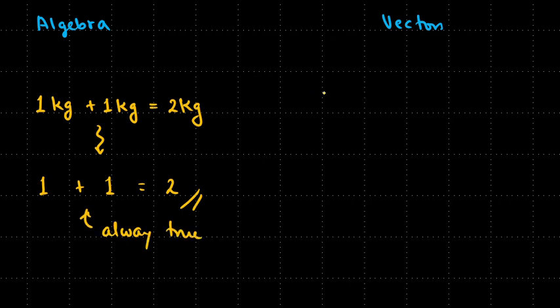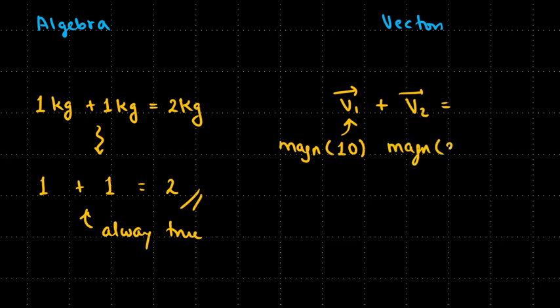But if I have a vector, suppose I say vector 1, and I add it to vector 2, let's say the magnitude of vector 1 is 10 meters. So the magnitude is 10. Okay, let's forget about the units right now. And here the magnitude is 20. So if this worked like algebra, it would say that 10 plus 20 would give us 30. At least the magnitude will be 30.